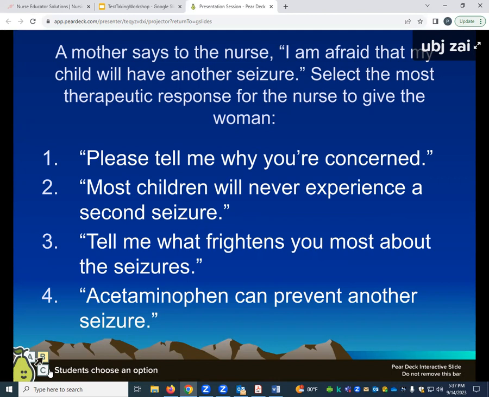Please tell me why you're concerned. Most children will never experience a second seizure. Tell me what frightens you most about the seizures. Acetaminophen can prevent another seizure.